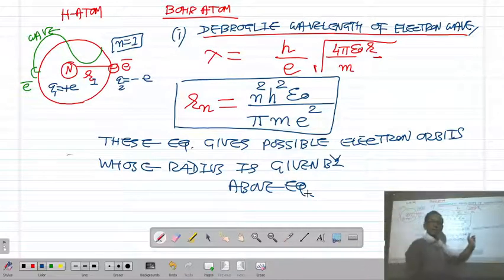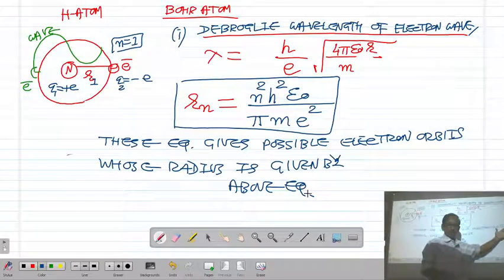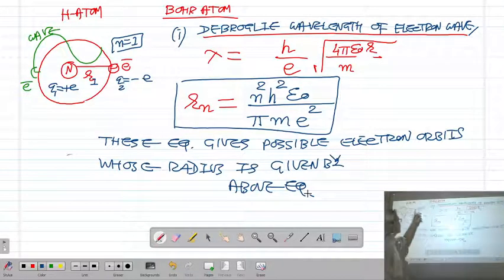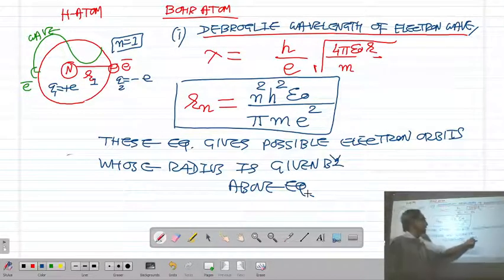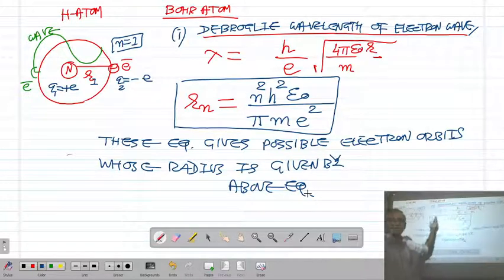This equation defines the possible electron orbit of the electron around the hydrogen nucleus, and the radius of that orbit is given by n square h square epsilon 0 upon pi m e square. Right? Okay.